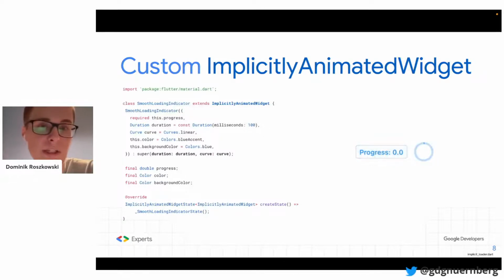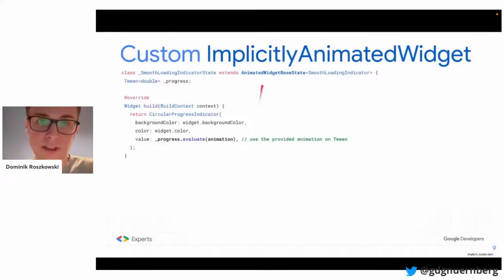An implicitly animated widget is like an extension of a stateful widget, in a way that first you have to define the API for your widget. And this is just a smooth loading indicator. Let me switch to the laser pointer. You have some properties like the progress, the current progress, the duration between changes, the curve that we are going to use to interpolate that, and the color and maybe background color. And these fields are stored here. And we're extending the implicitly animated widget similarly as we would extend a stateful widget.